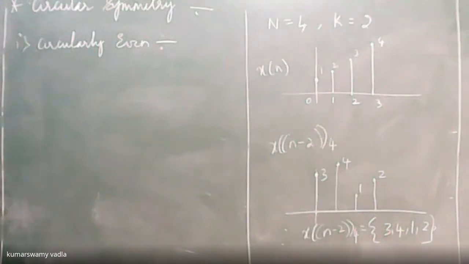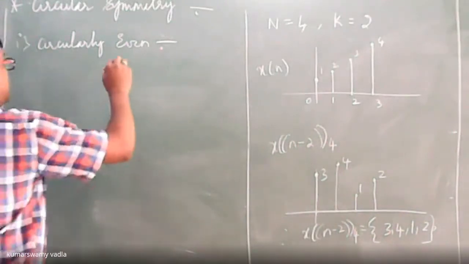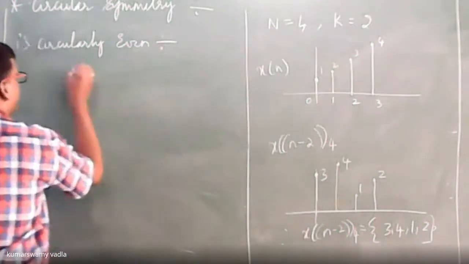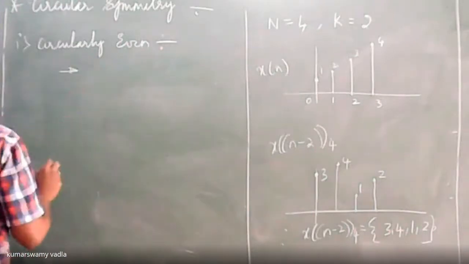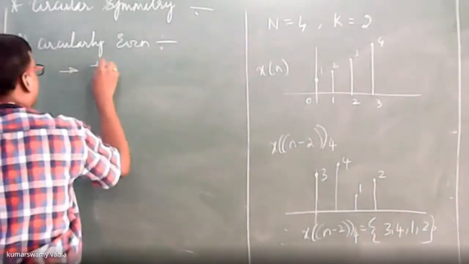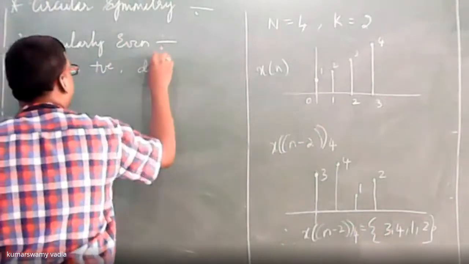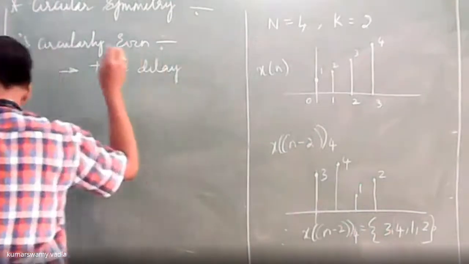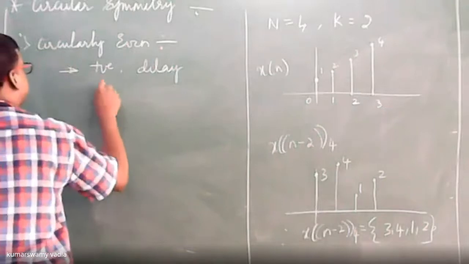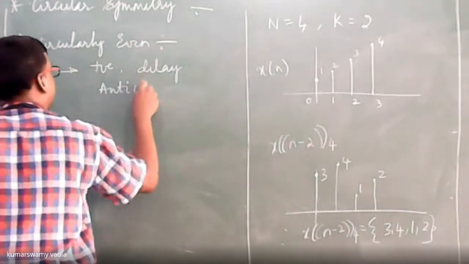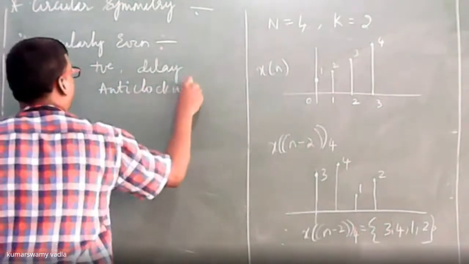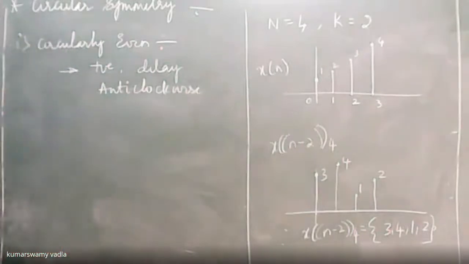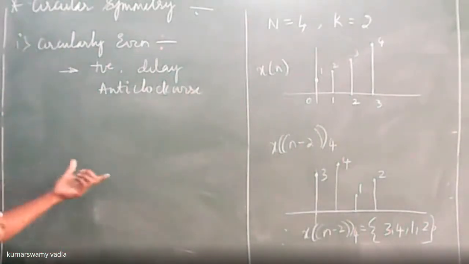Circularly even. The point to be noted here is that it is representing a positive or delay function, and you should represent that in anti-clockwise. I will give you an example. Please look onto the board. I'll give you some time to note down.